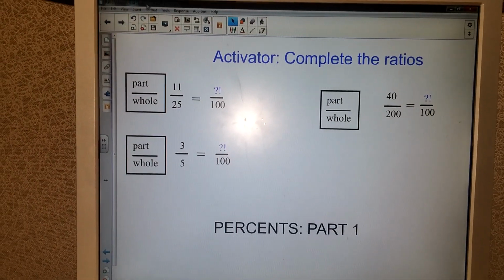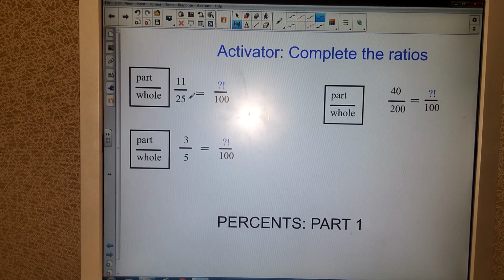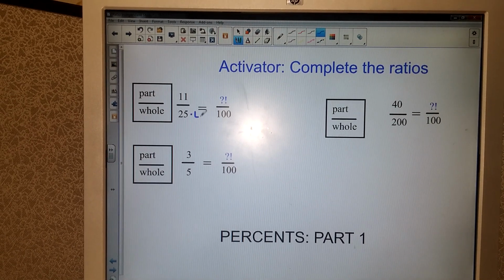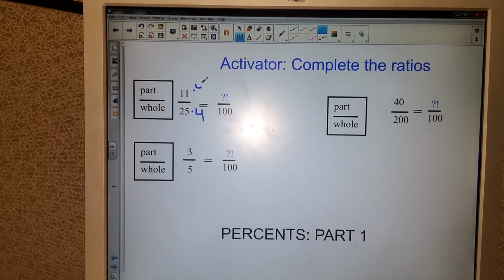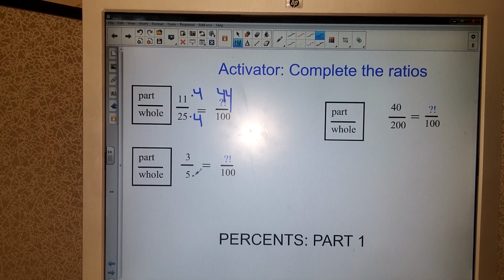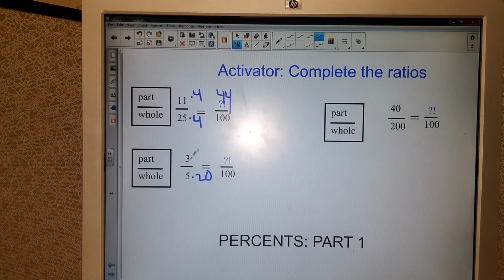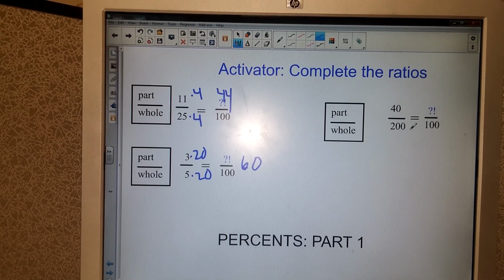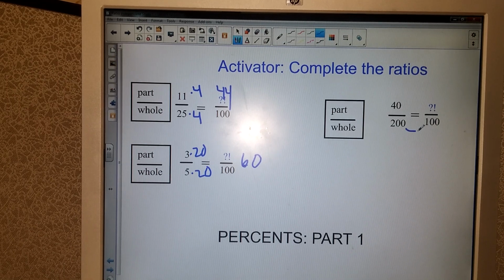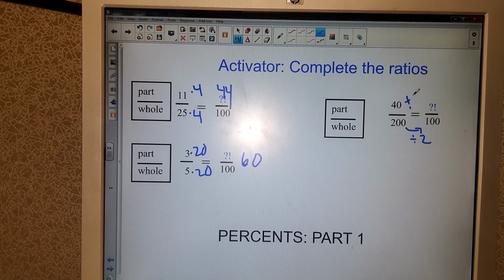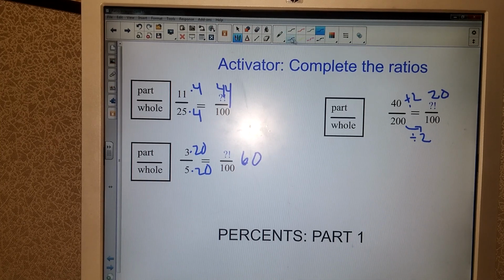Pause the tape. Okay, the first one has a denominator of 25. That is the total. We want the whole to be out of 100. 25 times 4 is 100. 11 times 4 is 44. The bottom one, 5 times 20 is 100. 3 times 20 is 60. That is 60 out of 100. In this case, we have to go 200 divided by 2, which means 40 divided by 2 is 20.